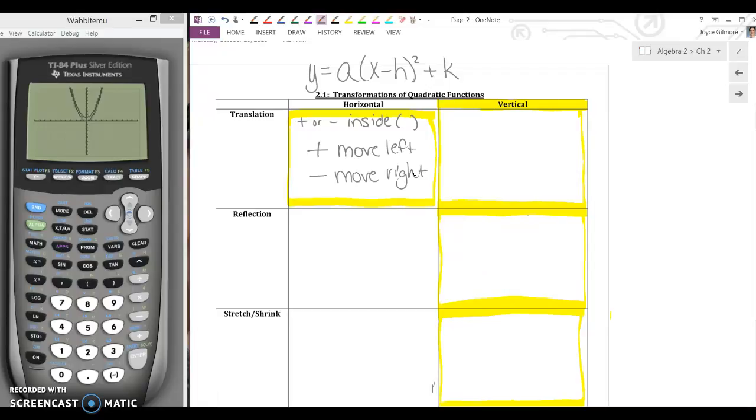Now, if I consider that minus h to be inside the parentheses, does it make sense to say that the plus k is outside of the parentheses? Horizontal transformations happen inside the parentheses. Vertical transformations happen outside of the parentheses. So this is adding or subtracting outside of the parentheses. And here it's absolutely normal. So plus means up and minus means down.